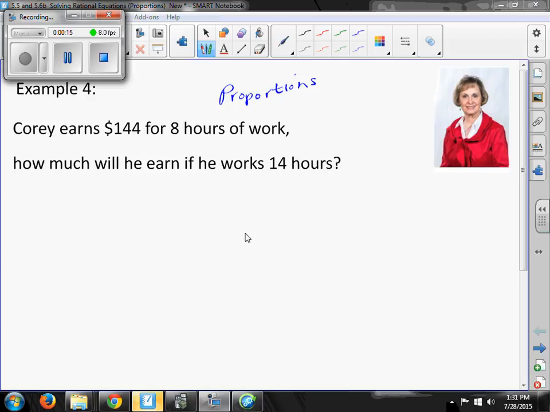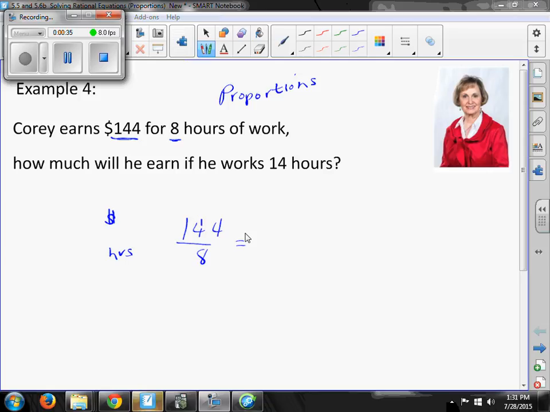Corey earned $144 for 8 hours of work. Now I like to write it in the order it's given. He earned $144 for 8 hours of work. So I'm putting money on the top and I'm putting hours on the bottom, or putting money in the numerator and hours in the denominator. So I want to be consistent.